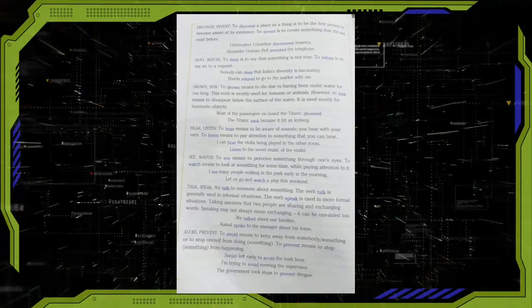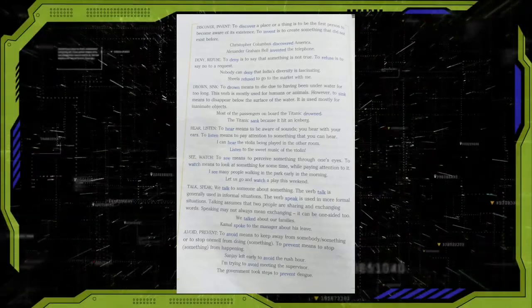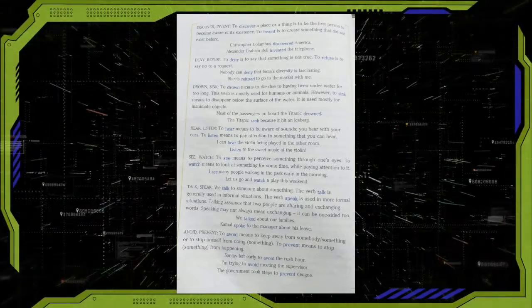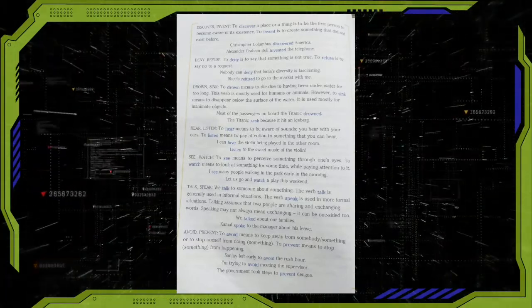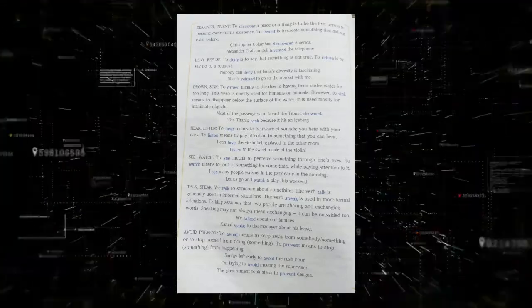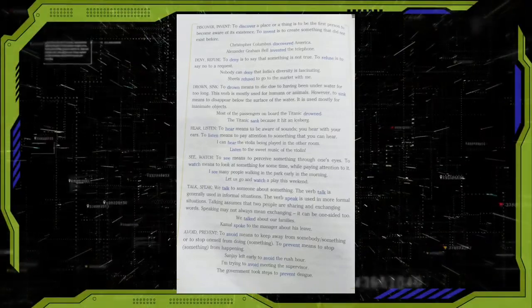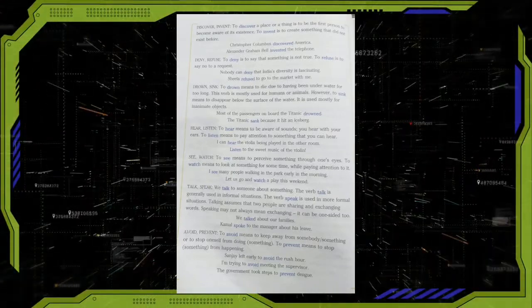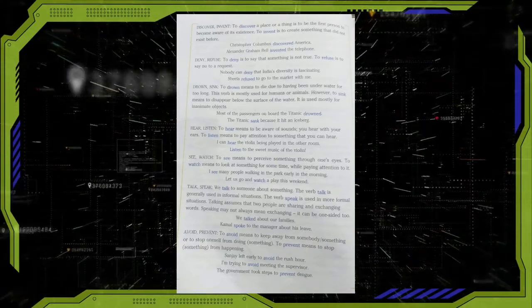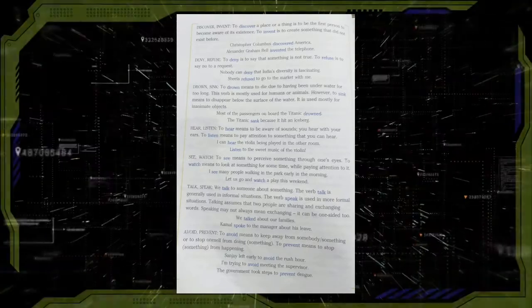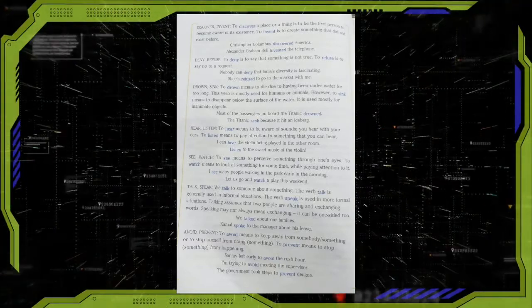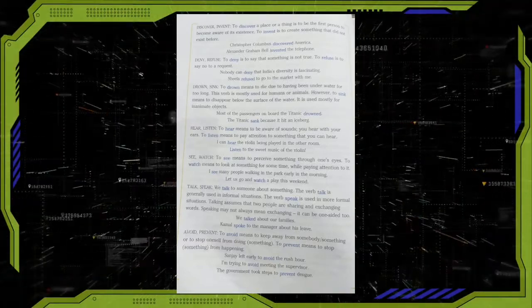Next one is drown, sink. To drown means to die due to having been underwater for too long. This verb is mostly used for humans or animals. However, to sink means to disappear below the surface of the water. It is used mostly for inanimate objects. We will see the example. Most of the passengers on the boat, the Titanic, drowned.